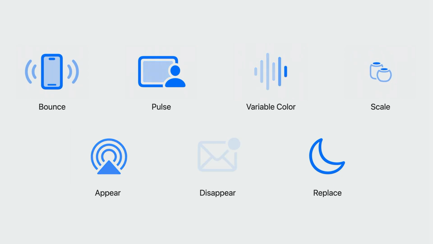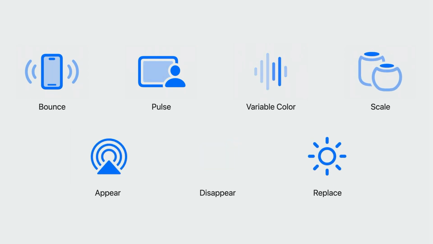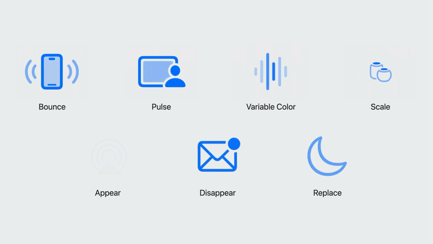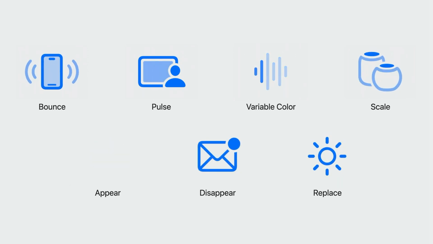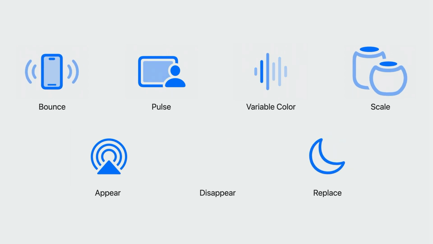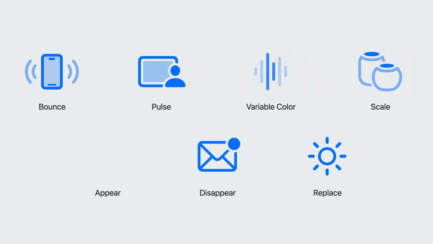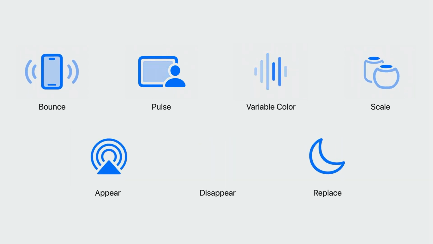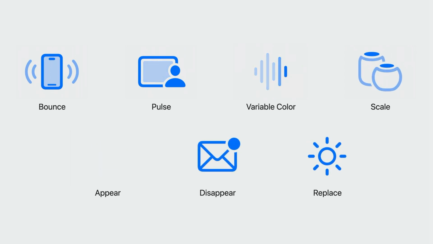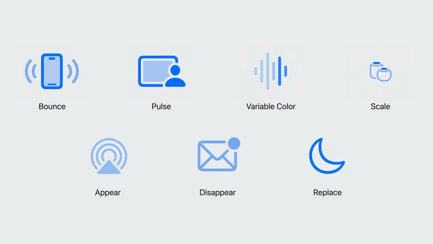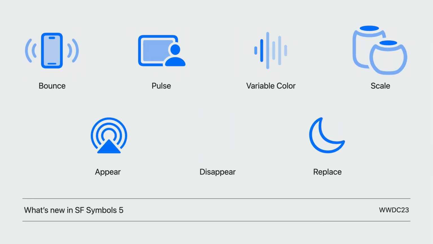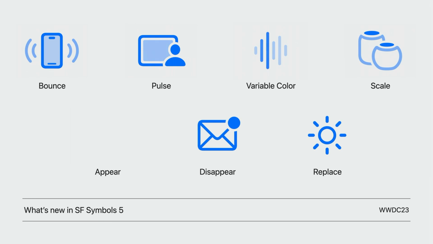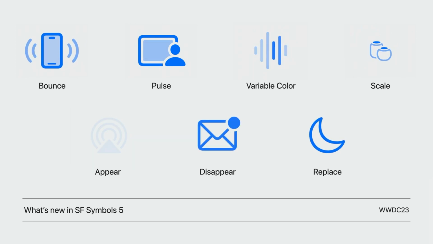iOS 17 and macOS Sonoma introduce a collection of universal animations that can be applied to any symbol image, even custom symbols. These animations are called bounce, pulse, variable color, scale, appear, disappear, and replace. I recommend checking out the What's New in SF Symbols 5 session to dive deeper into the animations themselves, including best practices for designing interfaces with them.